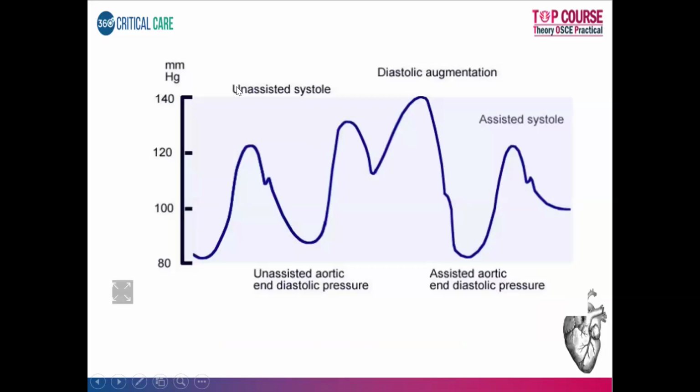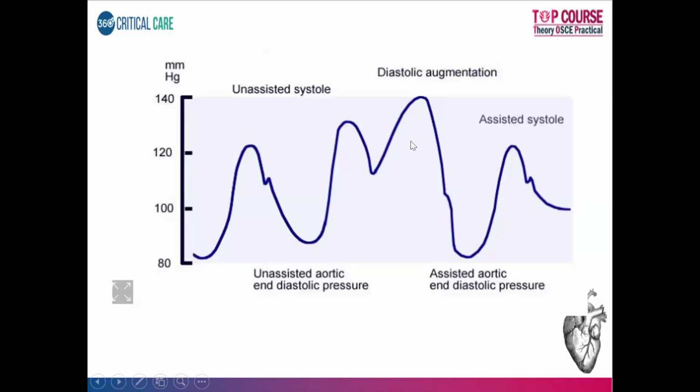What you usually have is an unassisted systole, and then you have a diastolic augmentation and assisted systole. There are a few things that I need you to look at. The first thing is the unassisted systole. Roughly, it corresponds to slightly over 120 millimeters of mercury. The assisted systole is usually lesser than the unassisted systole. That is one thing that you need to observe in the trace.